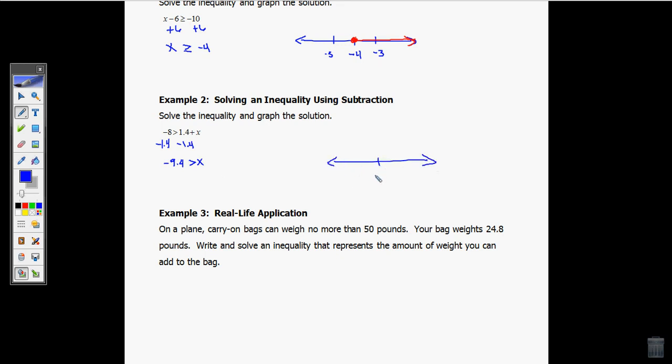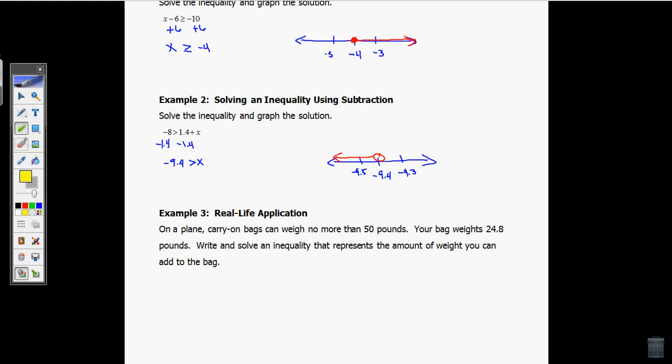I'm going to put my solution, negative 9.4, right in there. And let's choose something to the left of it, like negative 9.5, let's say. And something to the right of it. Oh, I don't know, negative 9.3, perhaps? And then we are doing not equal to, so it's going to be an open circle. And we're looking at x being less than that. So we're going to the left side. Beautiful.